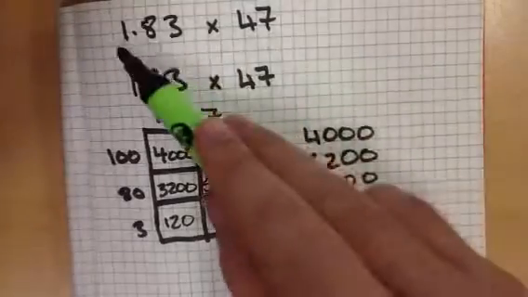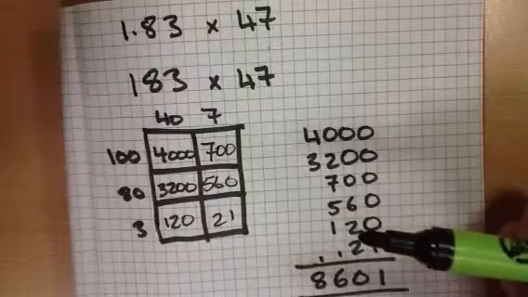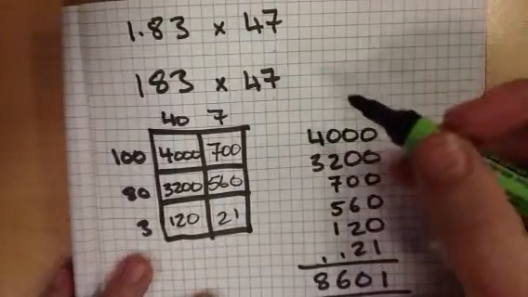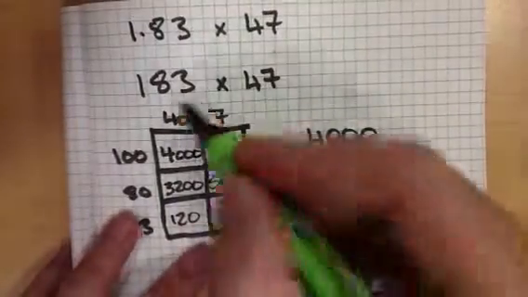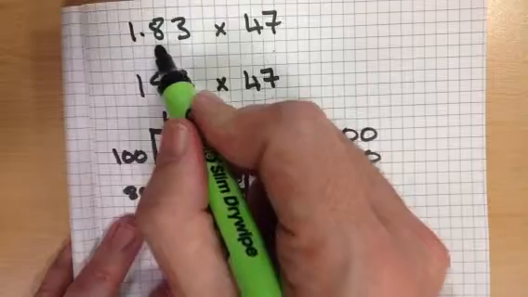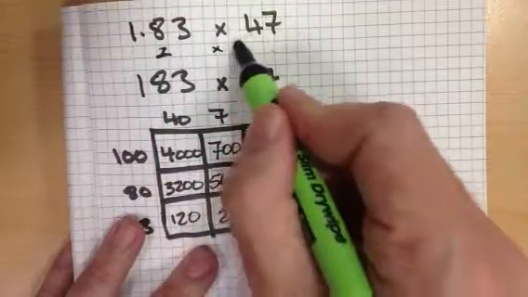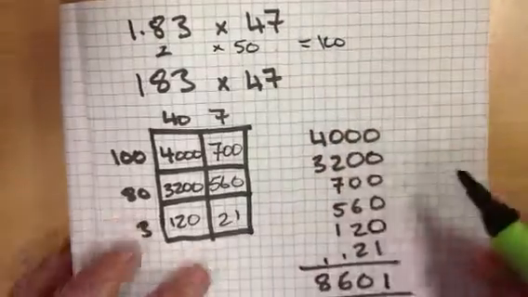Now the question I was asked at the beginning is, what is 1.83 times by 47? Well, I would expect my answer to be roughly, and this is where we use our estimation, this number is roughly 2 times by a number that's roughly 50. So I'd expect my answer to be around 100.